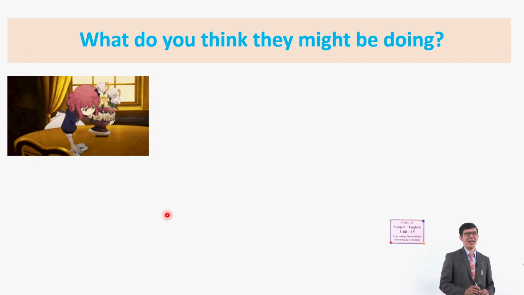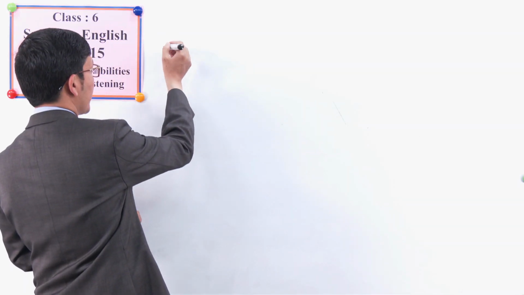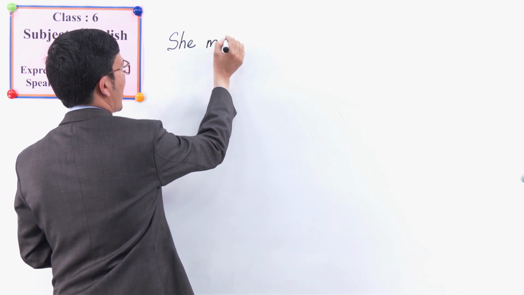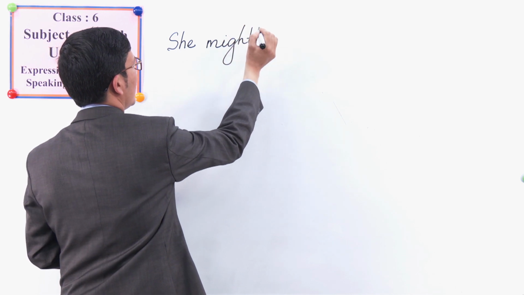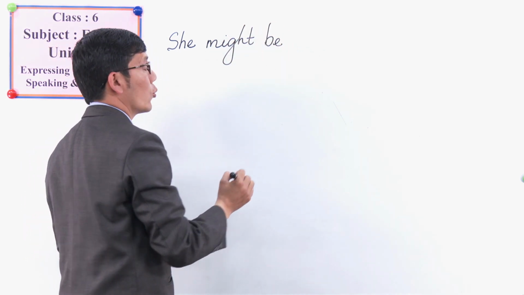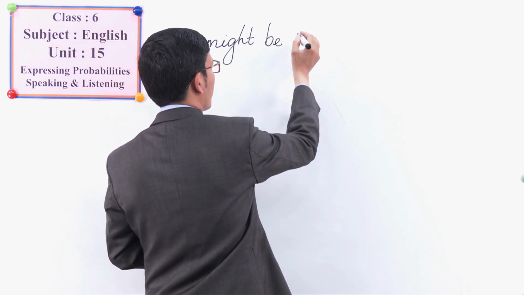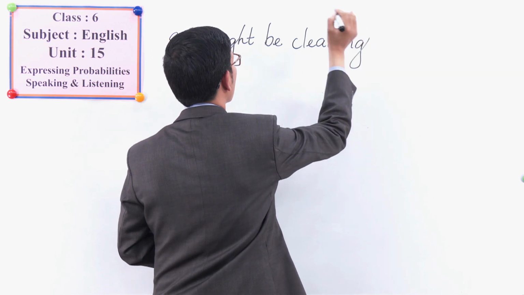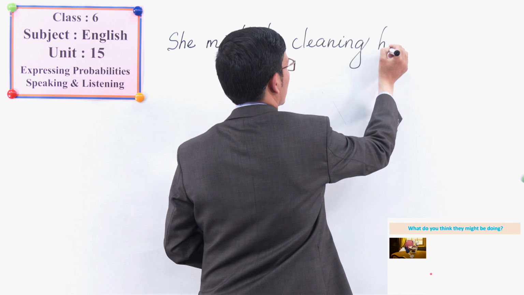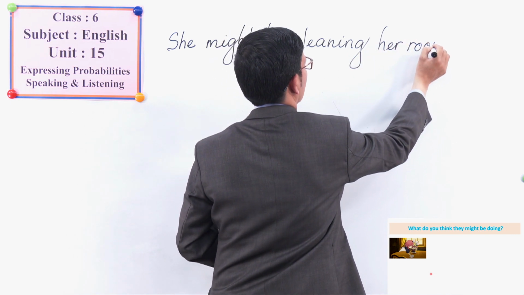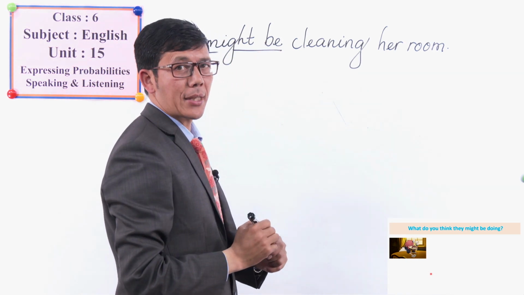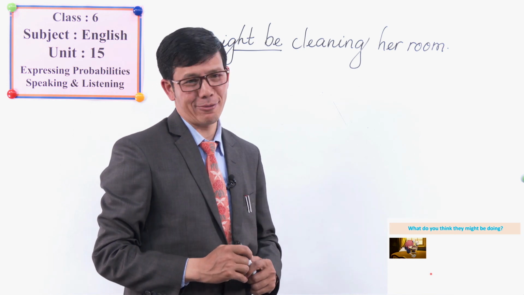Yes, you might have told me the right answer. So what can you say there? You can simply say, she might be, come on, she might be cleaning. She might be cleaning what? Her room. You can say she might be cleaning her room. That is what you might have said as the answer for this picture.